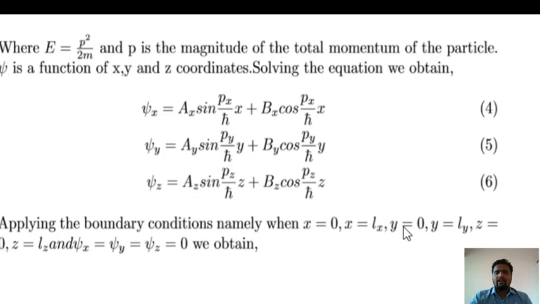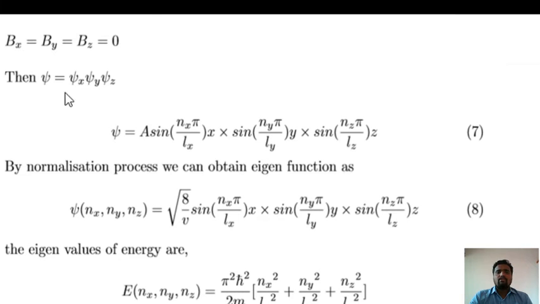Similarly, at x is equal to Lx, psi x is also 0. At y is equal to Ly, psi y is equal to 0. At z is equal to Lz, psi z is equal to 0. By using these boundary conditions, we can get values for the constants ax, bx, ay, by and az, bz. So we will get bx is equal to by is equal to bz equal to 0. Then I have written the wave function psi in terms of psi x, psi y, psi z.